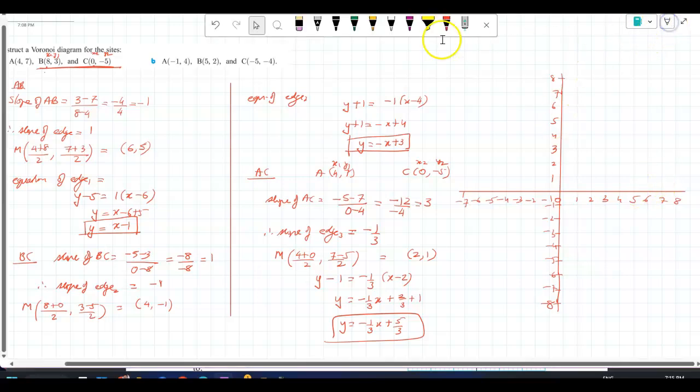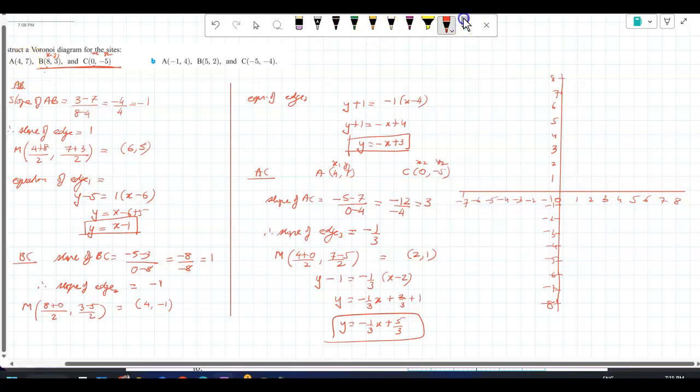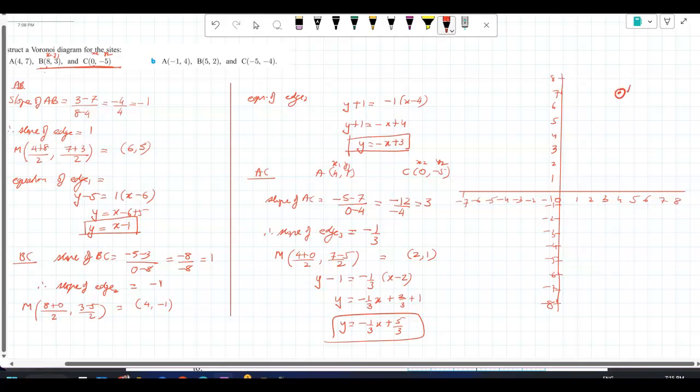Where's your A? Tell me what are the coordinates of A? A is 4 and 7. We'll plot these points, and then we'll plot the lines. So 4 and 7. What's B? 8 and 3. What's C? 0 and minus 5. Now we'll draw the lines.